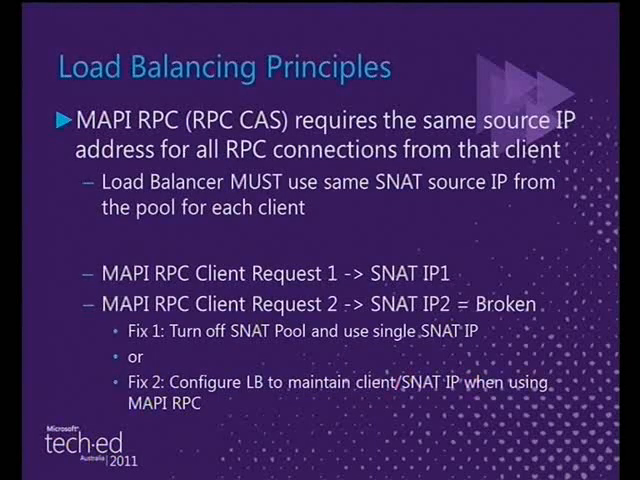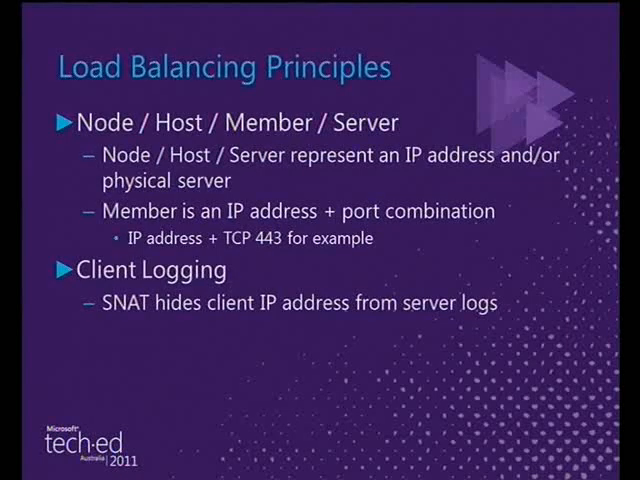I don't have to worry about correlating the client requests to an IP address in your SNAT pool, because you only have one IP address used for SNAT going forward. As we said, direct server return is the option that would give you the client source IP on your server-side logs. If you're using SNAT, we're going to hide that IP address from the server logs.